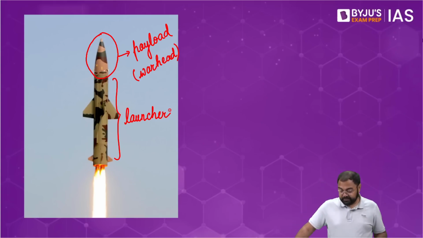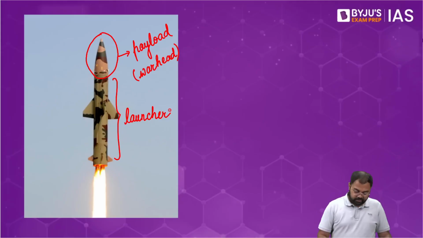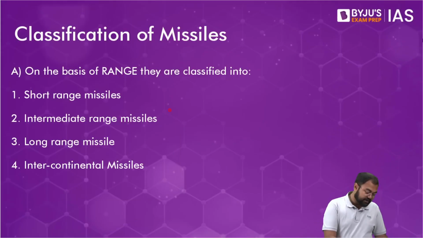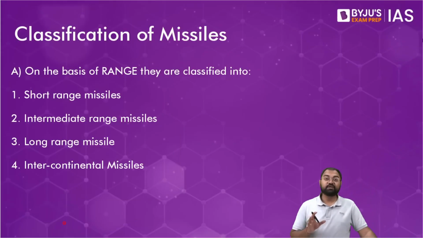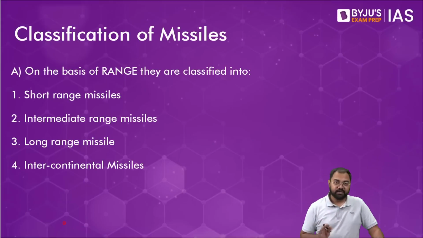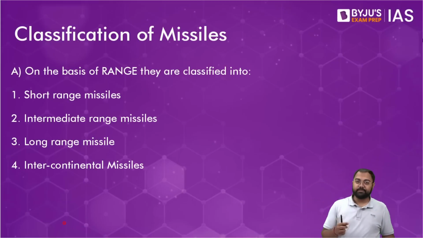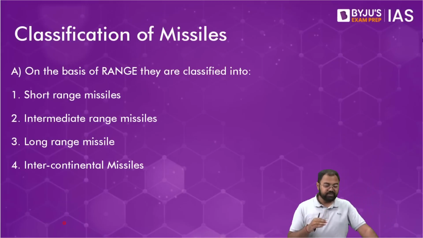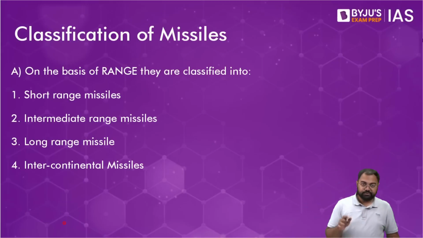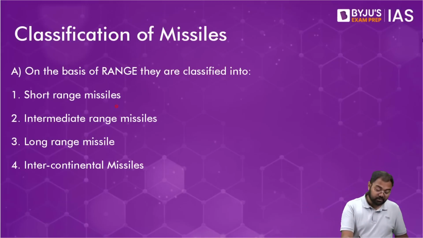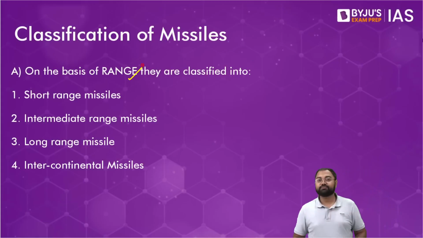Now in this particular scenario, when it comes to any given missile, there are different ways in which we classify the missiles, and how we classify is also something that is important, because whenever questions come, if at all questions come, they will ask you something based on these kinds of classifications. These are different ways in which we classify. So first way to classify the missiles is on the basis of the range of the missile.